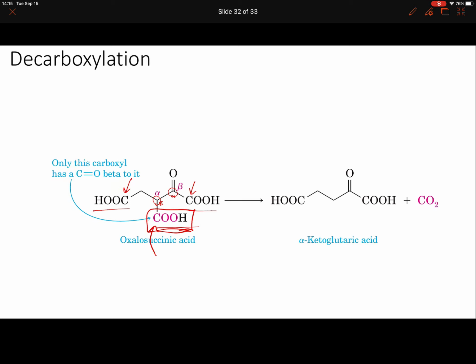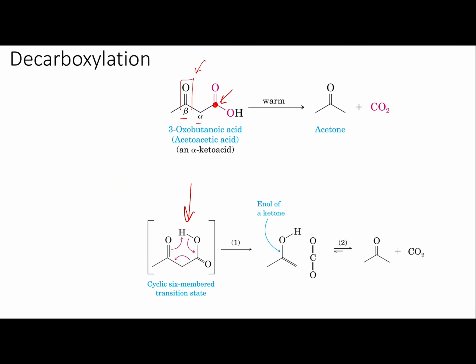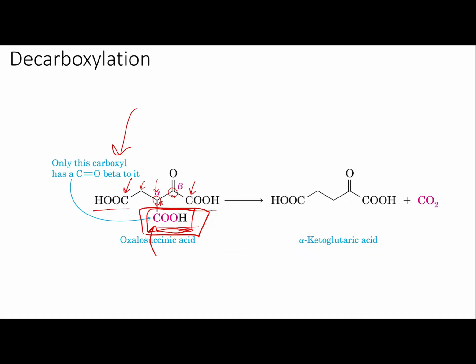This carbon, this is alpha, this is beta, no carbonyls. So the only carboxylic acid group on this molecule that has a beta carbonyl to it is this group. I guess the diagram is saying it, but I needed to see it. So that's the one that leaves. It's the one that has a carbonyl beta to it to allow for this rearranging of electrons and then the tautomerism to happen.